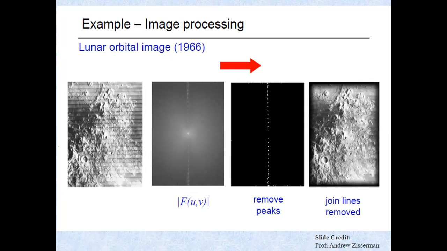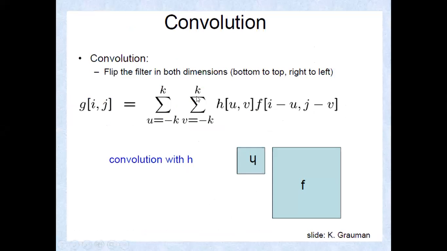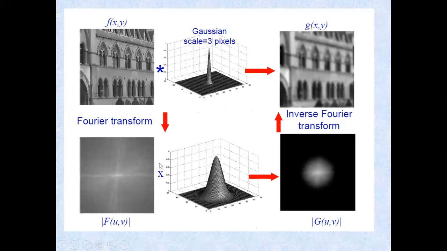If you want to do filtering, you can do it in two ways: in the spatial domain or in the frequency domain. Spatial domain means you do convolution with the filter impulse response. In the frequency domain, you apply the Fourier transform with zero padding, bringing the filter to the same dimension as the image. Take the Fourier transform of the image and of the filter, multiply them to get the frequency domain representation of the convolution, and then take the inverse Fourier transform to get the image back. You can do it either way.